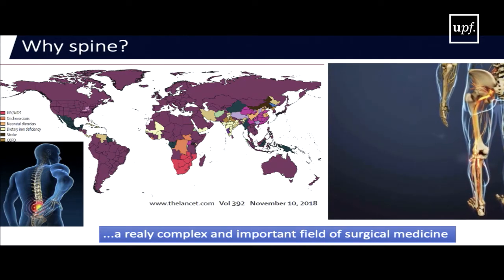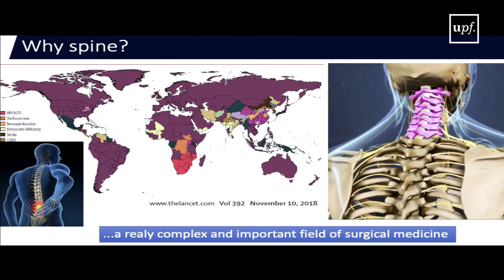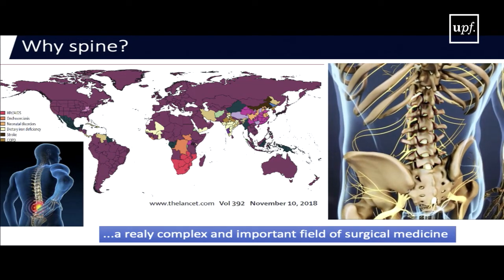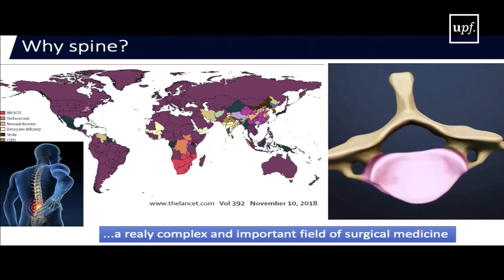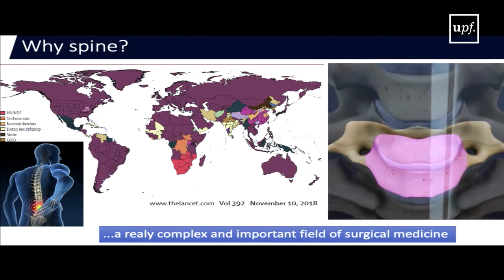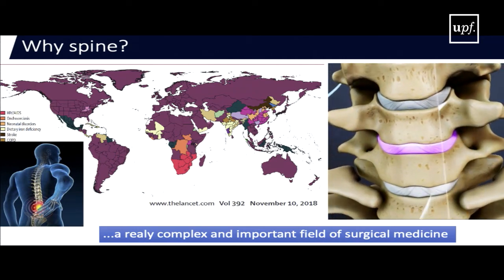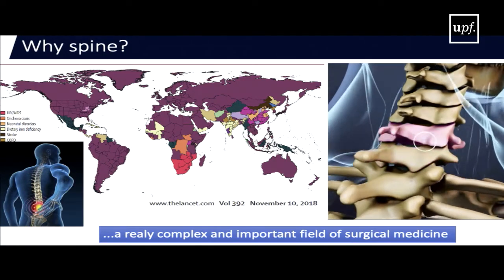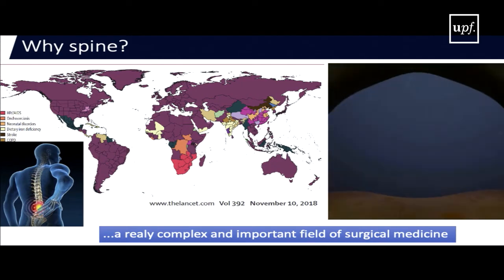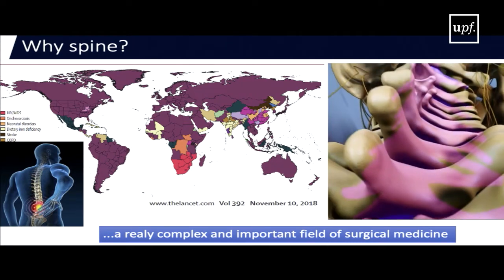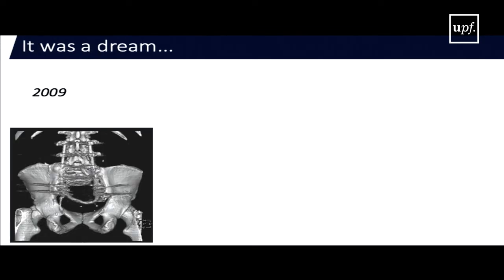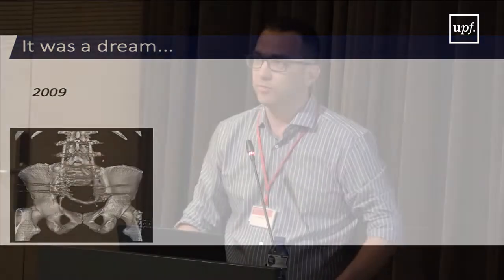When we are treating the spinal disorder, somehow we can influence not only the organ level or the disease itself, but also the whole body. So that's why I think it's a really complex and important field of surgical medicine. And the real answer to the question, the personal answer, is that my mother had a spine surgery when I was young, and I realized the effect of the surgery on the pain. So that's why spine.